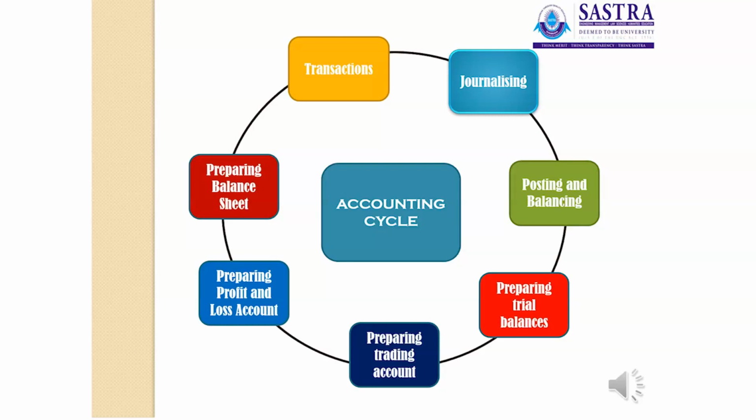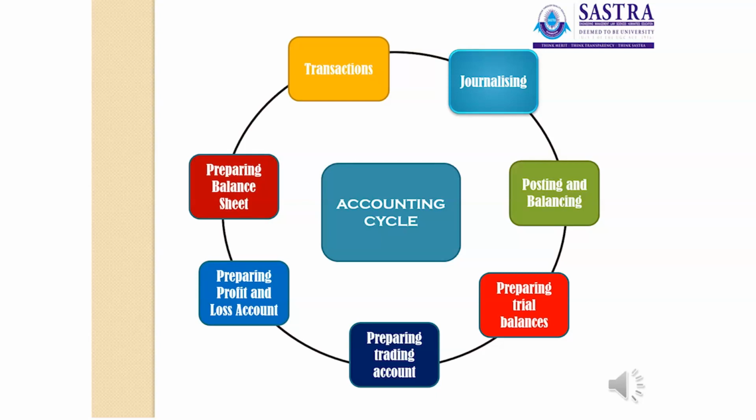balances. The financial statements are prepared. The next step is preparation of the trading account. All the direct revenues and direct expenses are transferred to the trading account. The balance in the trading account is the gross profit or gross loss.